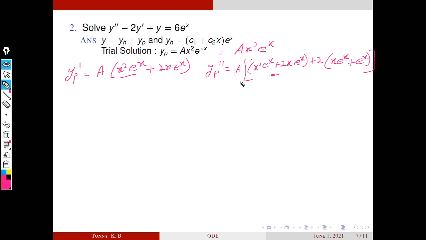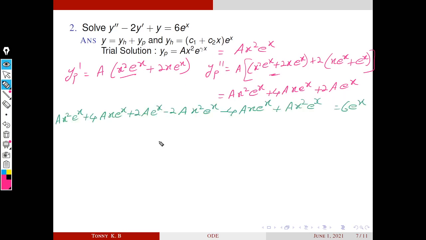Then substitute all these yp dash, yp double dash in this equation. By expanding this bracket and simplifying, we get ax square e raised to x plus 4ax e raised to x plus 2a e raised to x. Next we are going to substitute. Then we get like this. This is our y double dash, and this corresponds to minus 2 y dash, and this is our last term plus y, equal to 6 e raised to x.